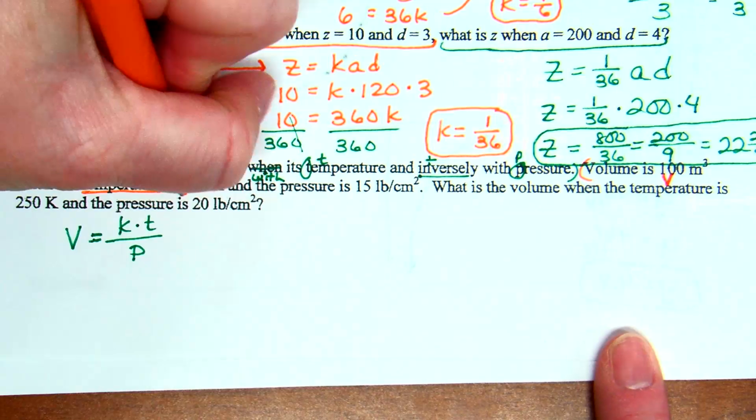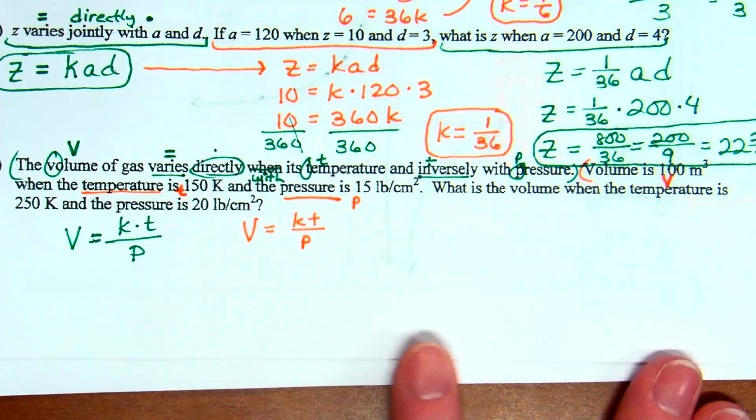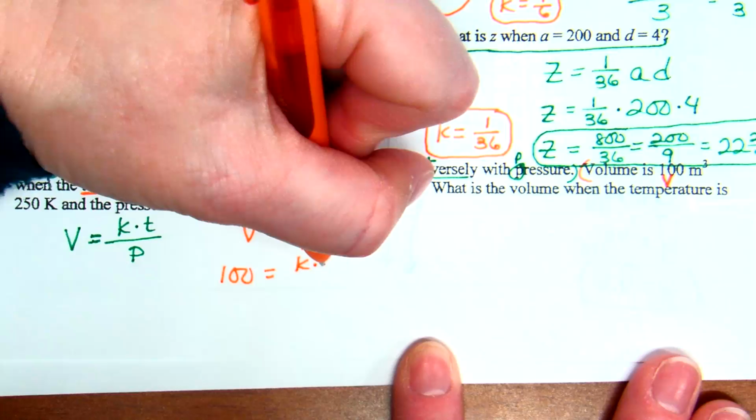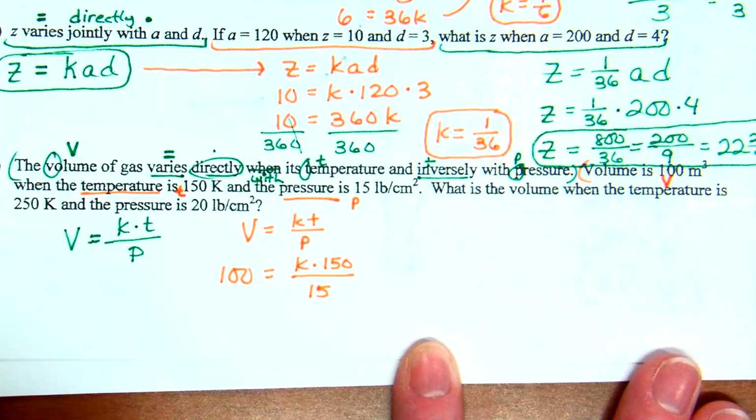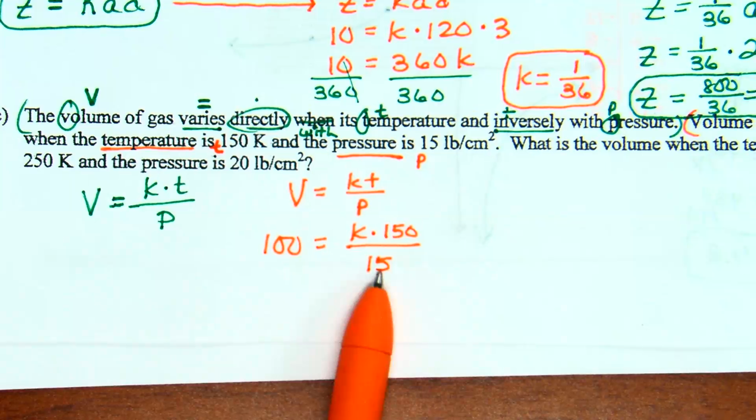I'm going to take us this way this time. What is 150 divided by 15? 10. So what if I say that my equation is now 100 equals 10K? Are you guys okay with that? Solve for K. Divide by 10, and what is K? 100 divided by 10 is 10. So can you write your new equation? It was V equals KT over P, so V equals 10T over P.